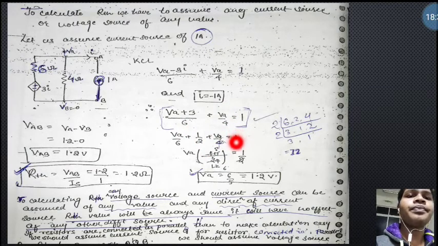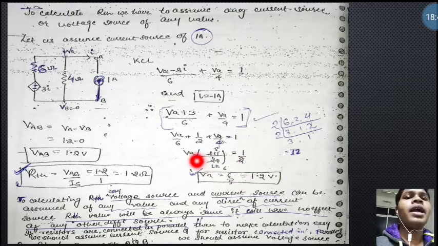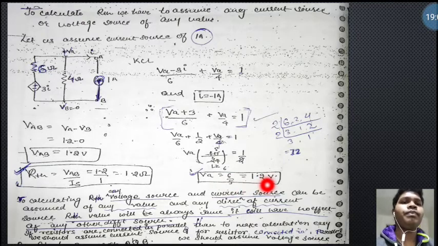Okay, and taking this to the right hand side, that is 1 minus half is equal to half, and taking VA common, that is VA divided by 6 and VA divided by 4. So it is 10 divided by 24, that is equal to 1 divided by 2, and VA is equal to 1.2 volt. So we got the value of VA.